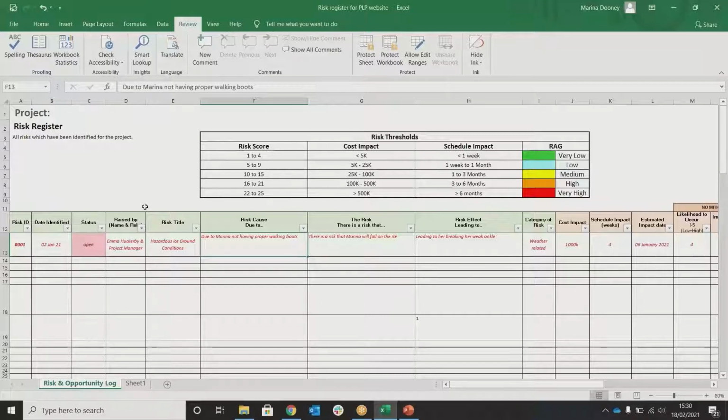We might have hit on this earlier, but just to re-emphasize, what's the benefit of breaking these into this? Why don't you just say there's a risk of me breaking an ankle if it's icy? Breaking them down into the three sections gives the writer, the author definitely, more understanding of what the risk is, what the cause and what the effect will be. And it also gives readers a better understanding.